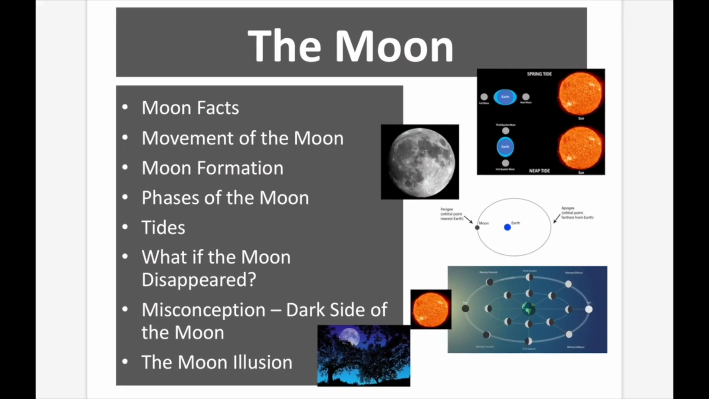The moon. In this lesson, we're talking about moon facts, the movement of the moon, formation, phases of the moon, tides. We're going to answer the question, what if the moon disappeared? We're going to talk about the misconception of the dark side of the moon, and we're going to talk about the moon illusion.